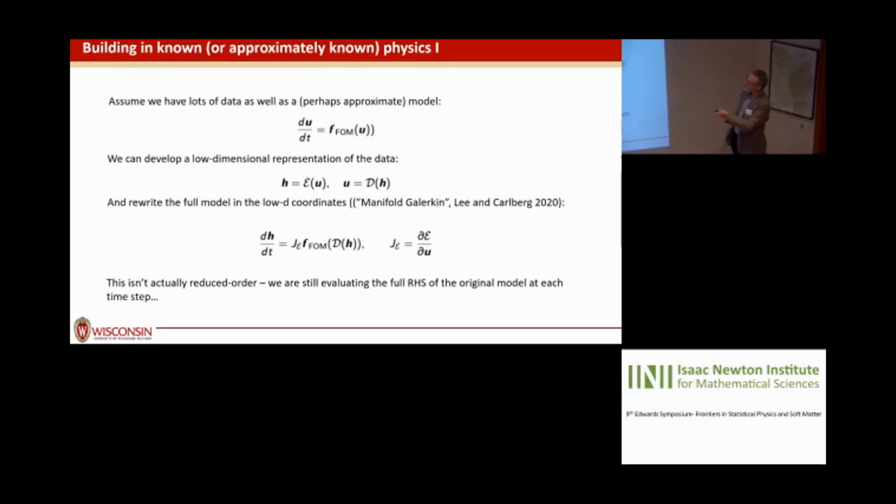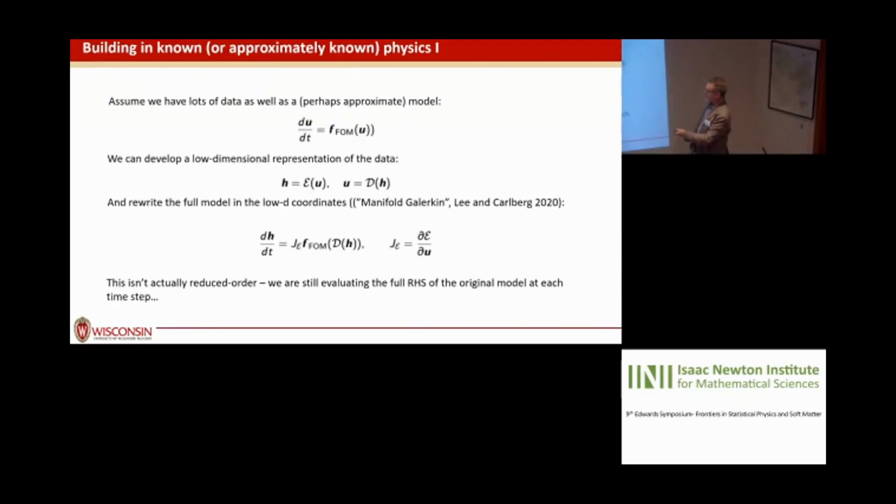You can do a nonlinear projection of the governing equations down onto your lower dimensional coordinates. So H here is the latent space. That method was developed a few years ago. That's called manifold Galerkin. It's not actually reduced order because you have to go back and forth between the low dimensional and high dimensional representations to do time evolution of this.